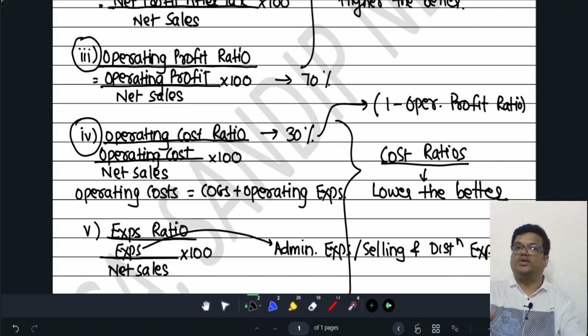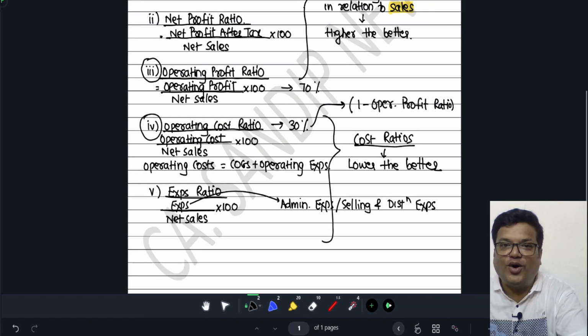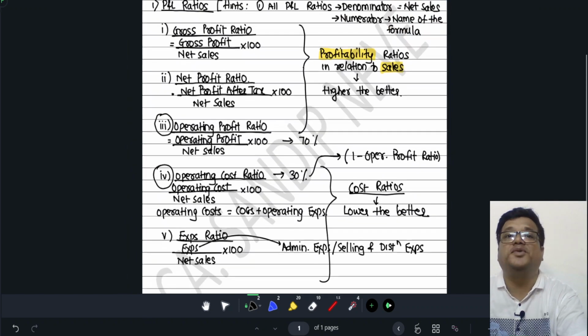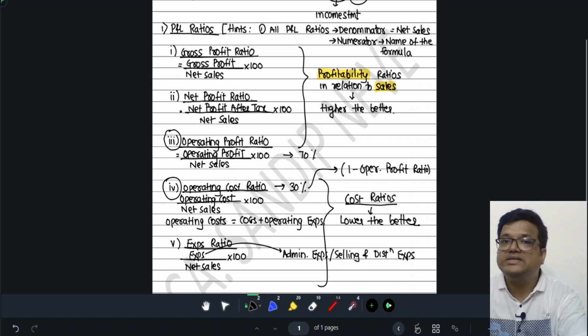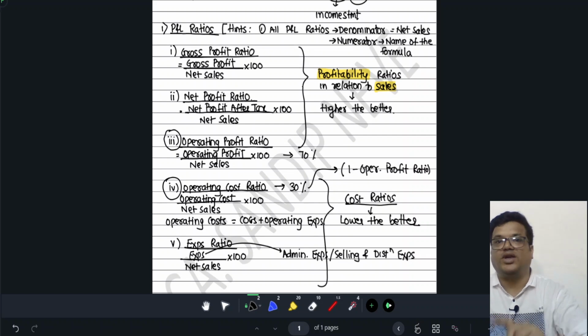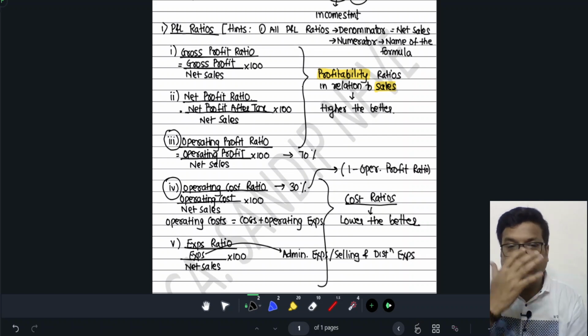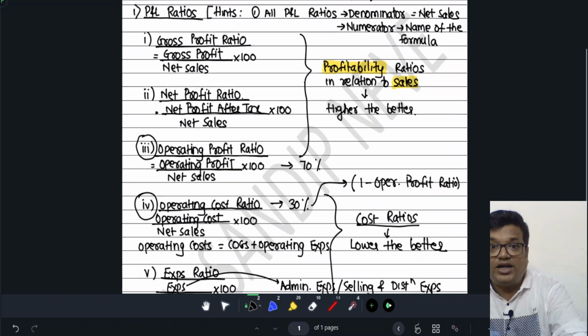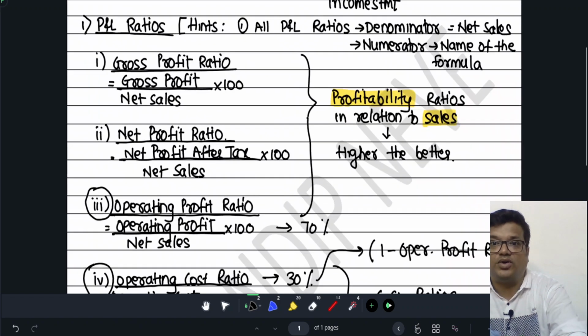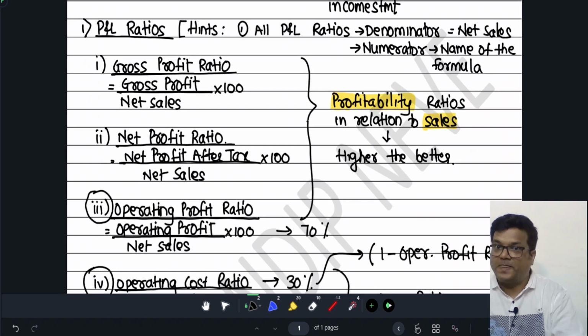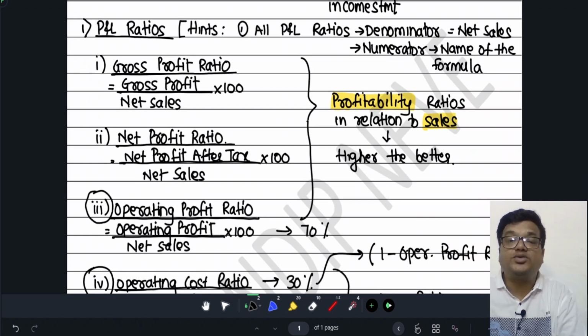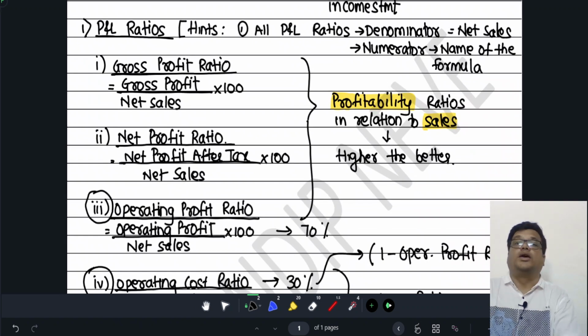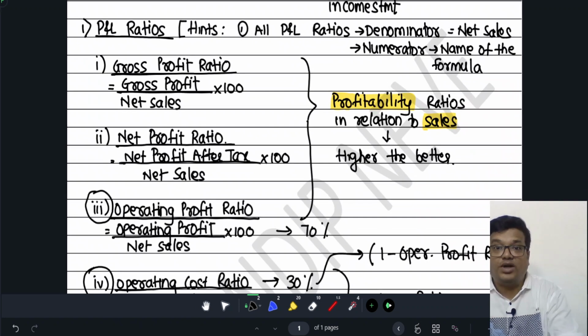Okay, so that's it, guys. We are done with all the P&L ratios. Just that simple. Only five ratios. And see, these hints will take you to the next level. Okay, I'm going to provide you hints for all the ratios. See, one more hint I need to add up. Yes, let's talk about. Okay, one more hint. So all P&L ratios, denominator is going to be what? Net sales. Numerator is going to be what? Name of the formula. One more very important hint. Total how many ratios? Total five ratios.